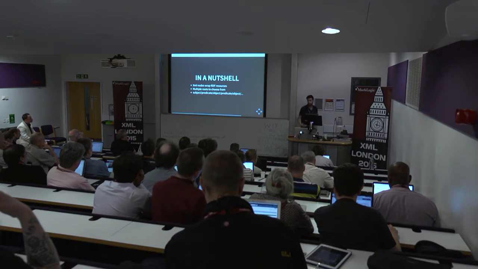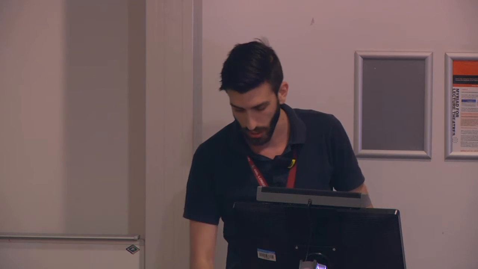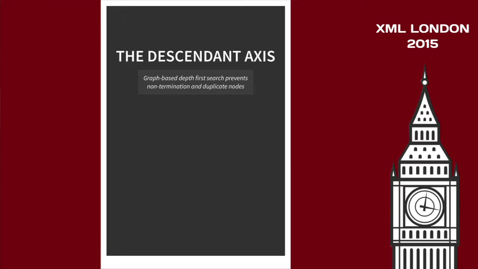There are a few gotchas when you write style sheets in this way. First of all, as I said, the descendant axis is a graph-based search, whereas normally an XSLT processor implements the descendant axis as a tree depth-first search, and that's a fundamental difference. They don't handle cycles. This algorithm does handle cycles.